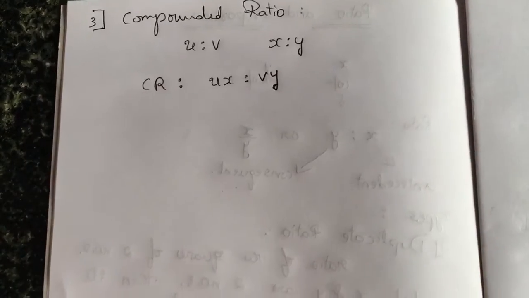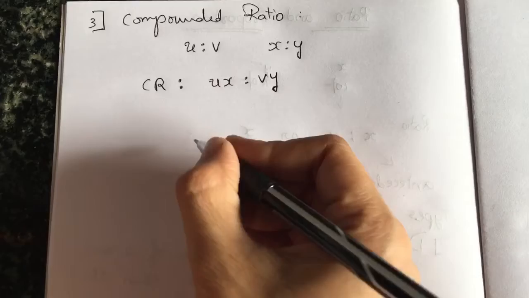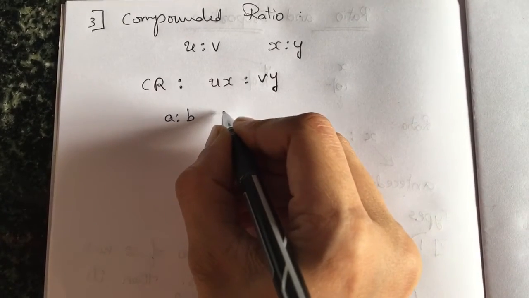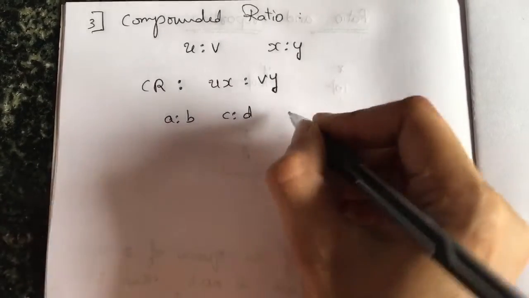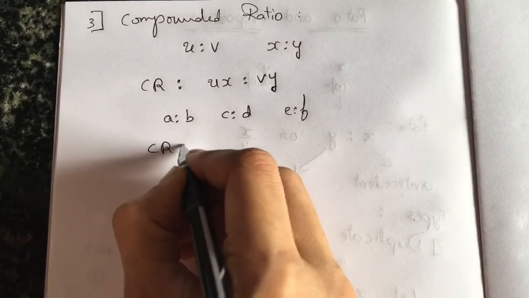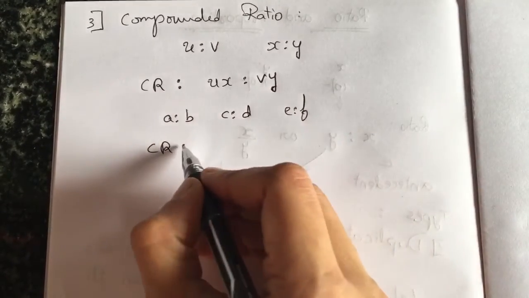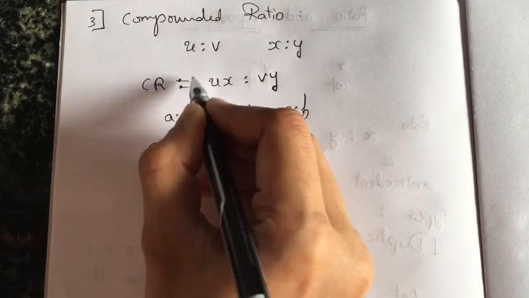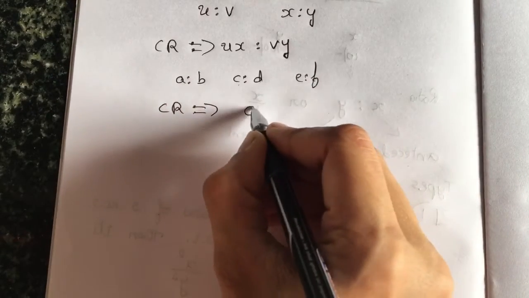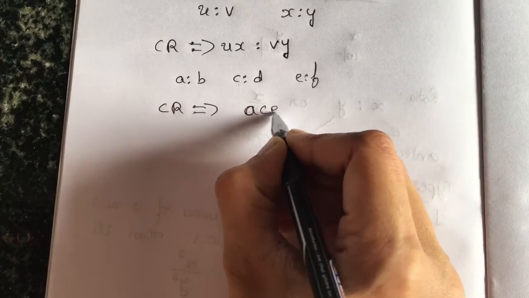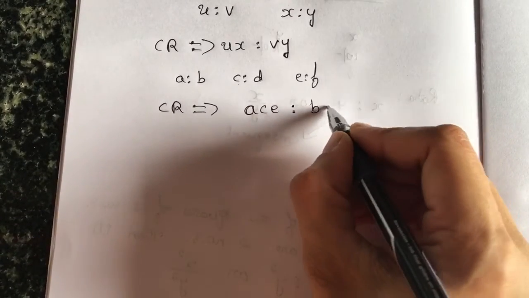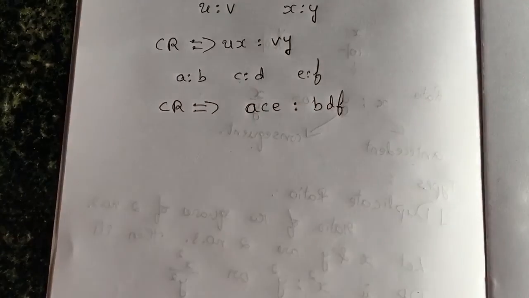Suppose three ratios are given to you: a is to b, c is to d, and e is to f. Then their compounded ratio is, don't get confused, a c e, multiplying all antecedents together, is to the consequents b d f.